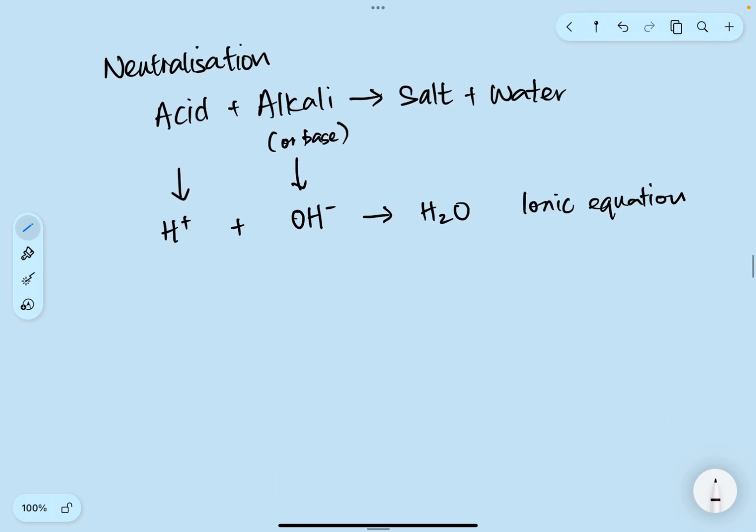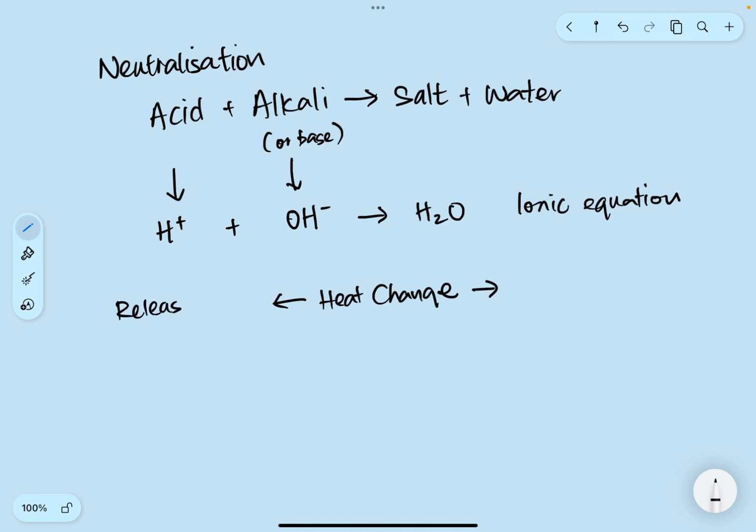Now, of course, in the process of neutralization, they will experience heat change. In a chemical reaction, the heat change can lead to releasing heat to the surrounding, or absorbing heat from the surrounding. These will actually tell you what is going to happen. So how do we tell whether the reaction is releasing heat or absorbing heat?